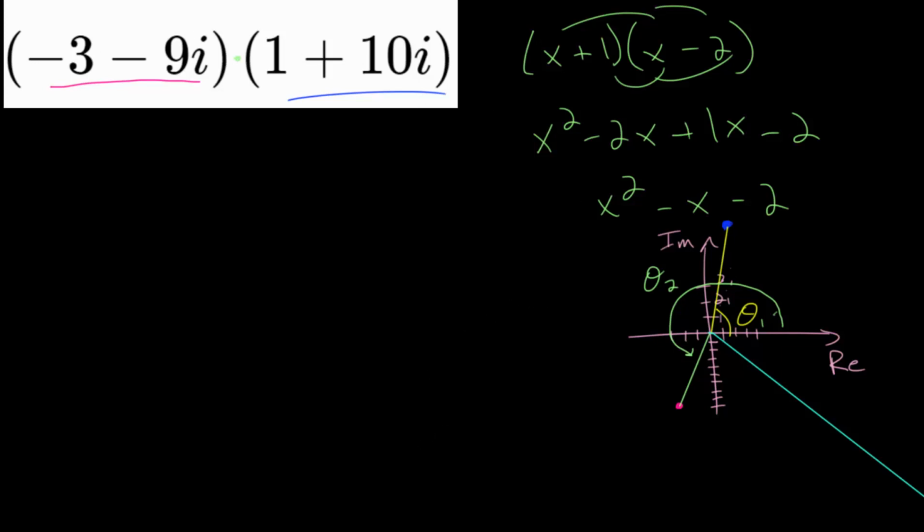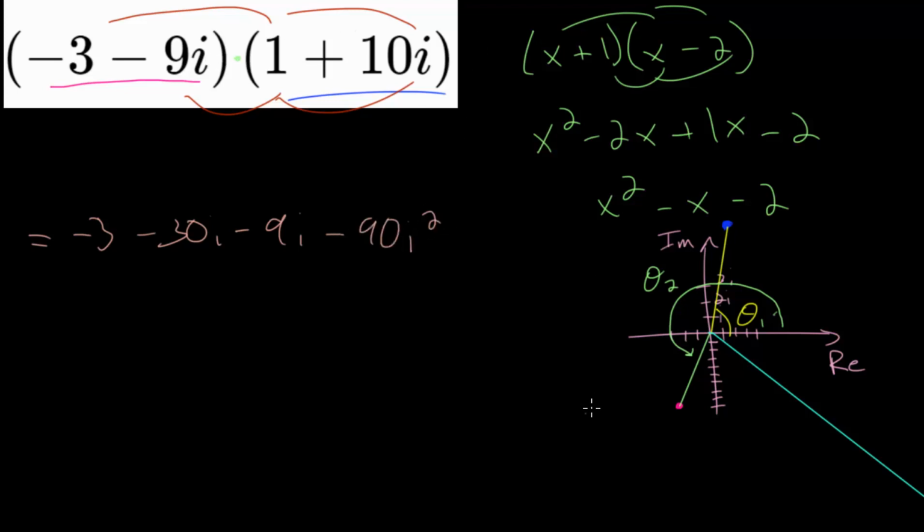So we will start by distributing the -3 to both, and then the -9i to both of these, so that our final result will be -3 times 1, which is -3. We have -3 times 10i, which is -30i. -9i times 1 would be -9i. And then we have -9i times 10i. So -9 times 10 would be -90. i times i would be i squared.